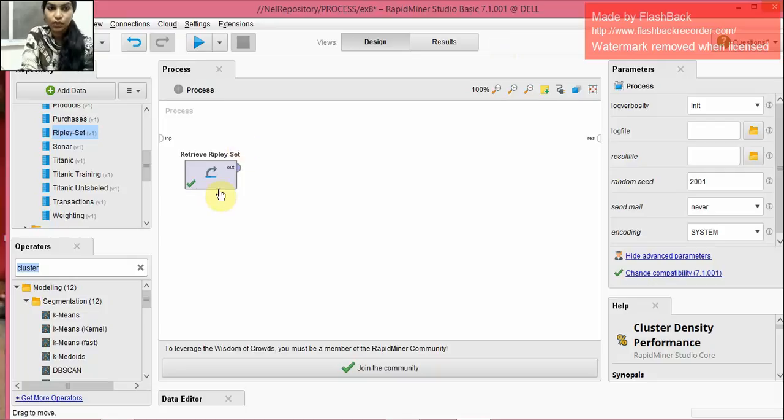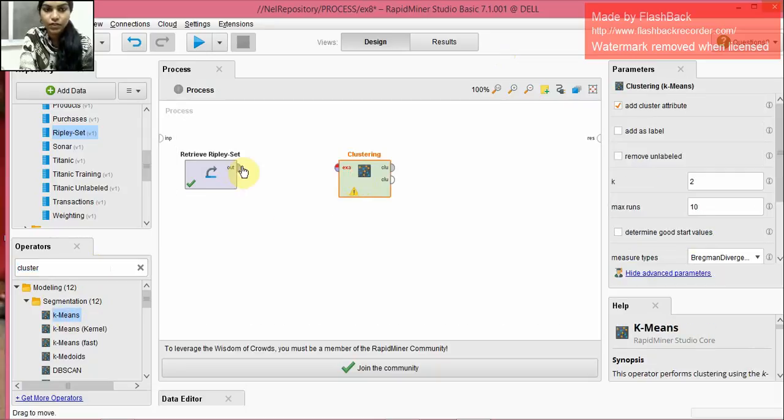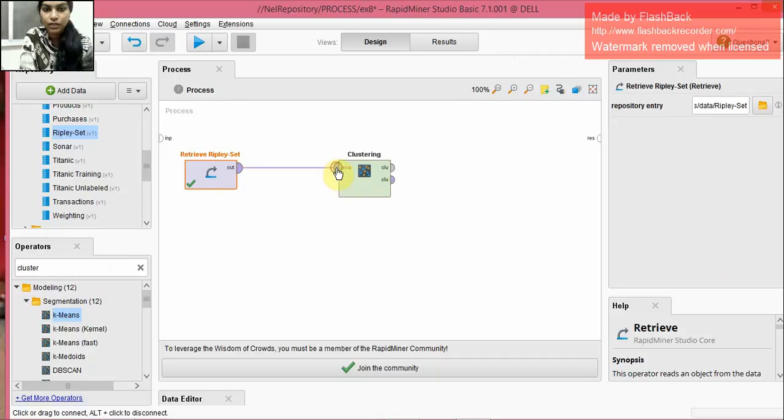To proceed, we use our Ripley set in the samples data, and in order to perform the clustering we use the k-means operator. There is a clustering operator. We do the needed connections.